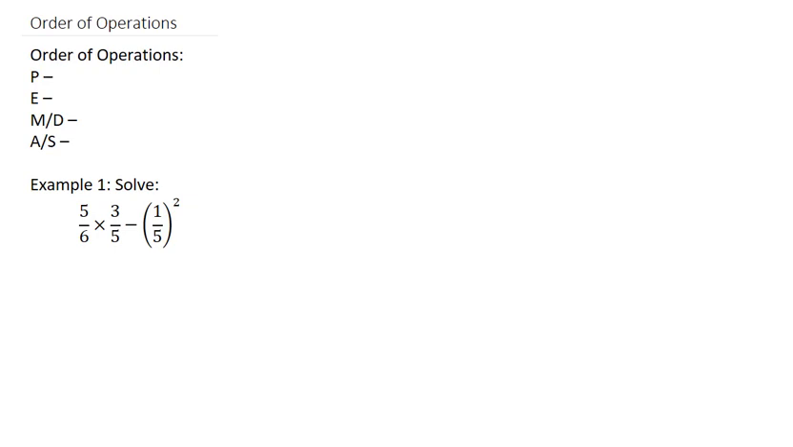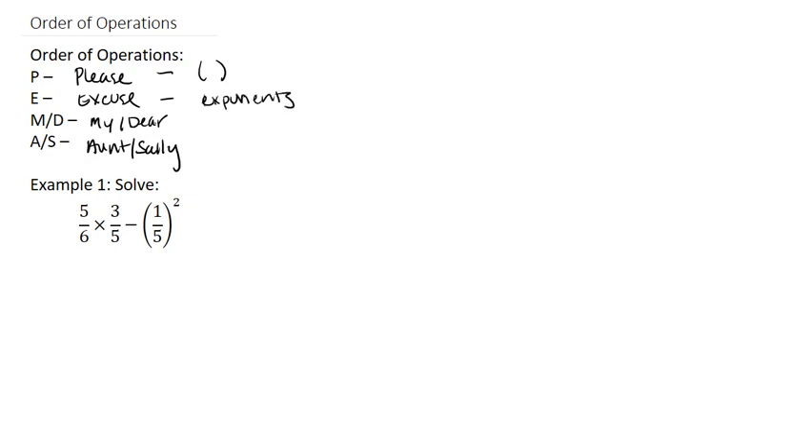Order of operations. So our order of operations is, we remember our little saying of please excuse my dear Aunt Sally. Now remember, P is for parentheses, E is for exponents, My dear is for multiply or division, and then A and S stands for addition and subtraction.